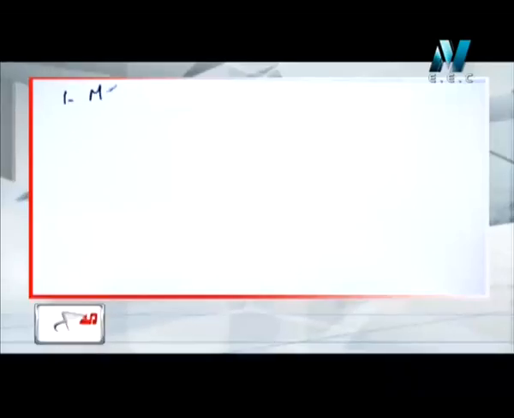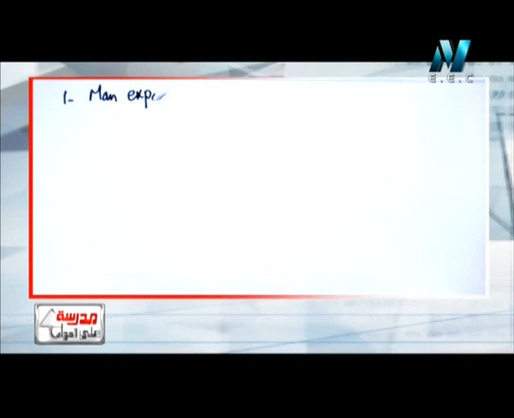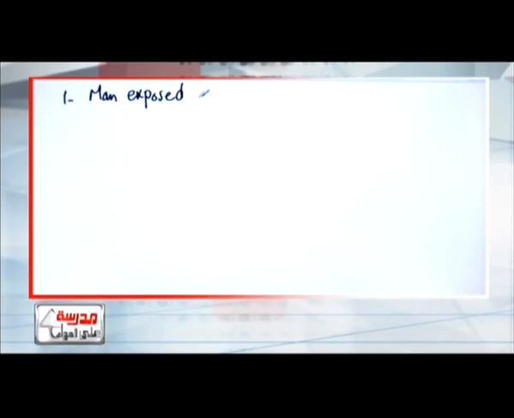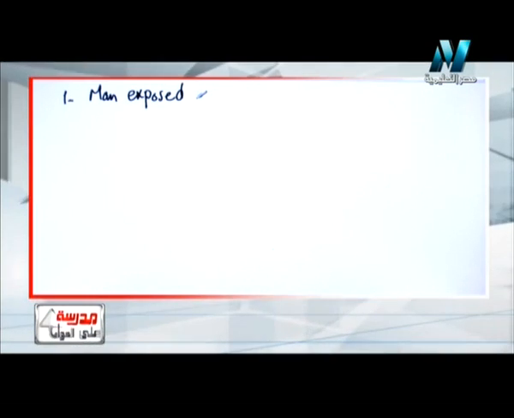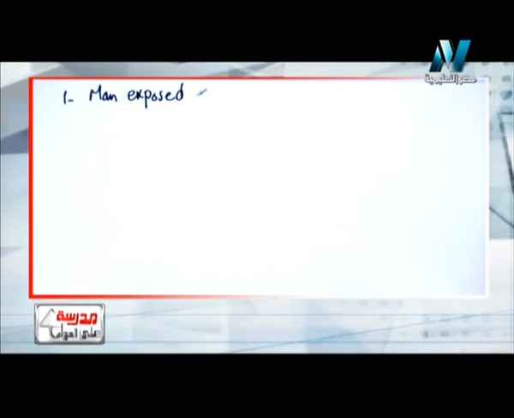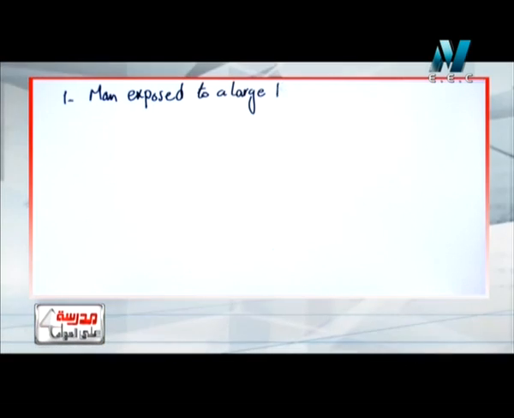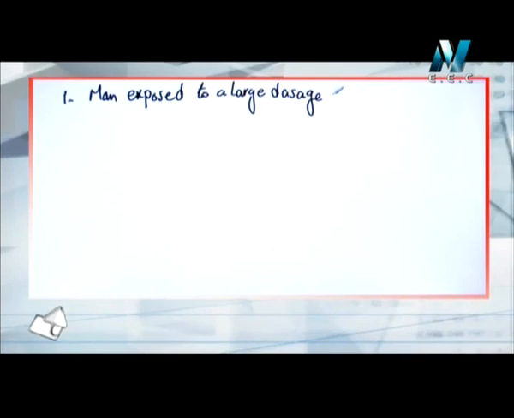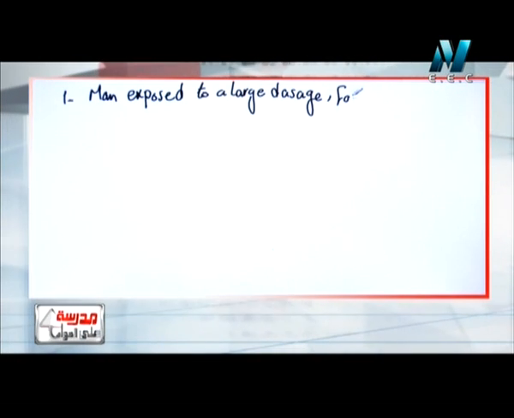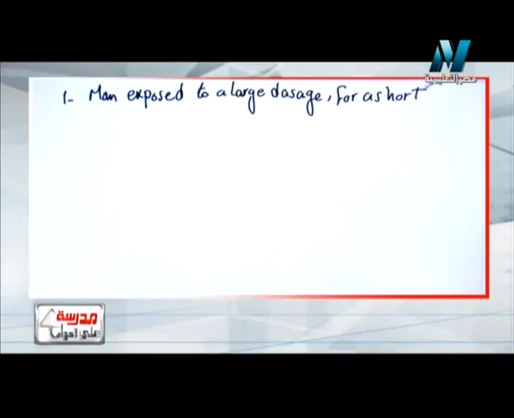In this case, the first case, if any person is exposed to a large dosage for a short period of time, we can classify them into two types. Number 1, I will write it: man exposed. Of course, man here means any human being, man and woman. Man exposed to a large or huge dosage, but for a short time (وقت صغير).